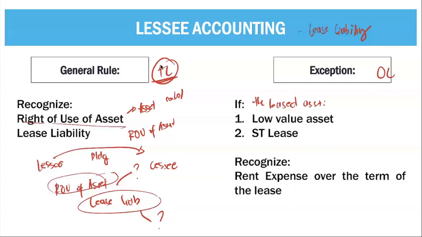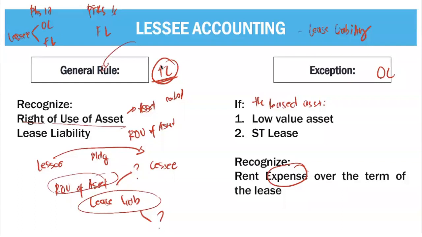For example, you are leasing a table, you are leasing a chair. Those amounts are low value assets, so you will recognize it as an expense. Or if the lease term is too short, you will recognize it as an expense. Again, in our introduction a while back, we said that under PAS 17 before, for your lessee, we recognize either operating lease or finance lease. But now under PFRS 16, we are only accounting for finance lease.